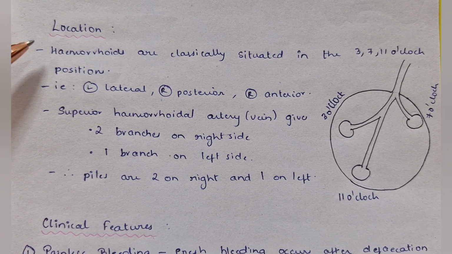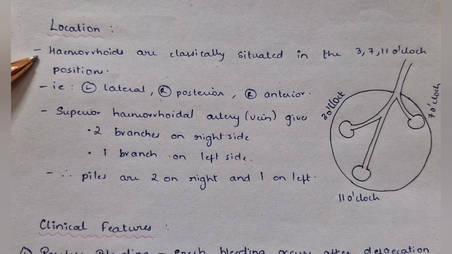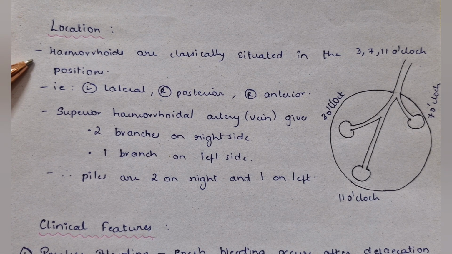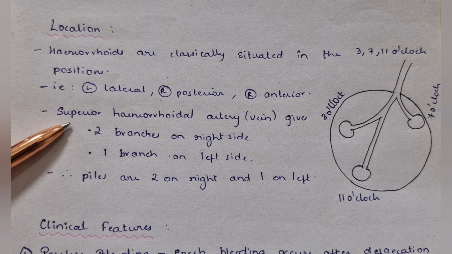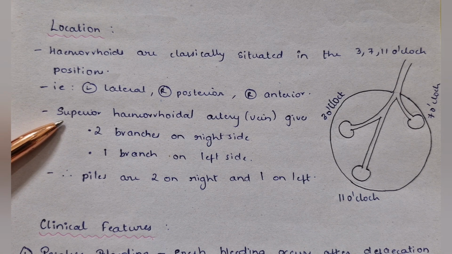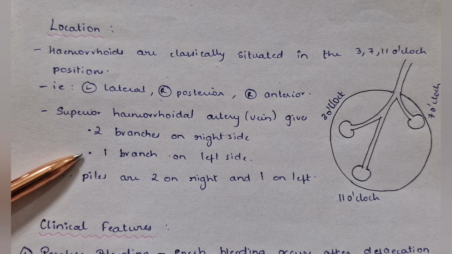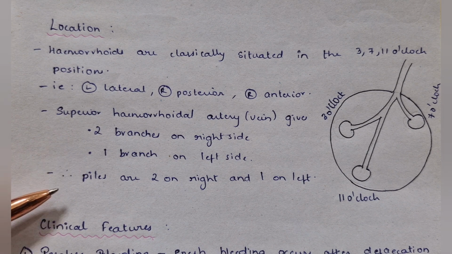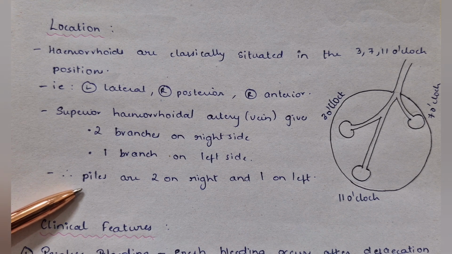Location of hemorrhoids. Hemorrhoids are classically situated in the 3 o'clock, 7 o'clock and the 11 o'clock positions, that is, the left lateral, the right posterior and the right anterior. The superior hemorrhoidal artery or the vein gives 2 branches on the right side and 1 branch on the left side. Therefore, piles are 2 on the right and 1 on the left.